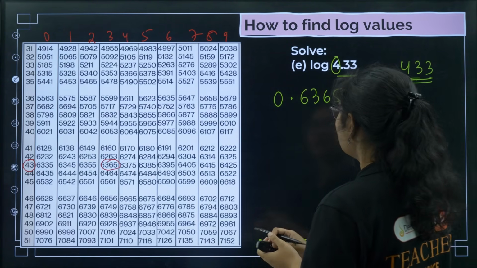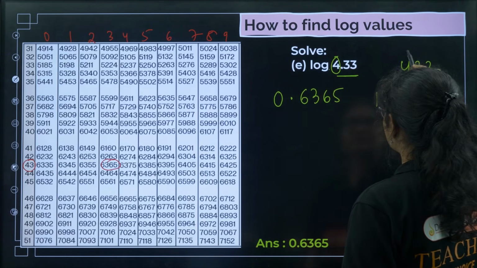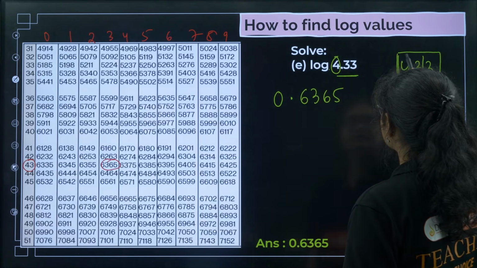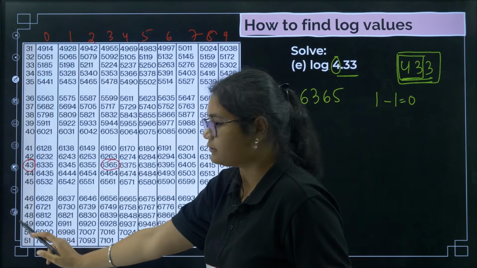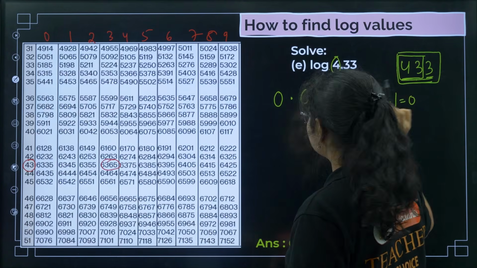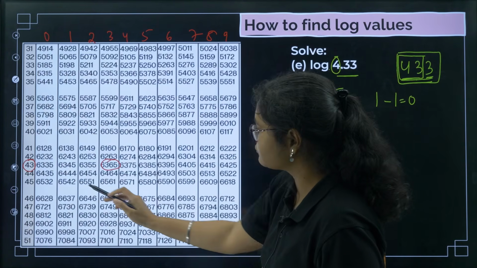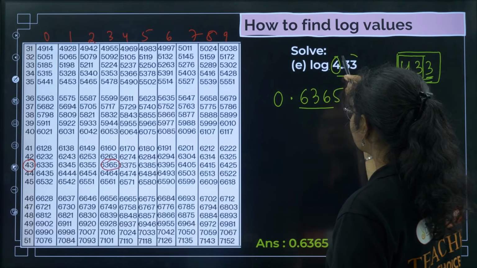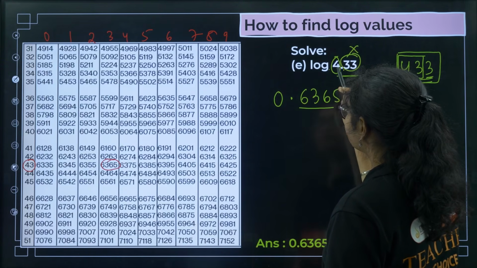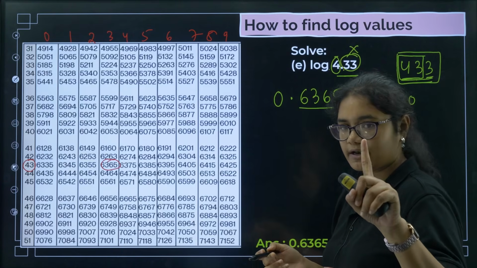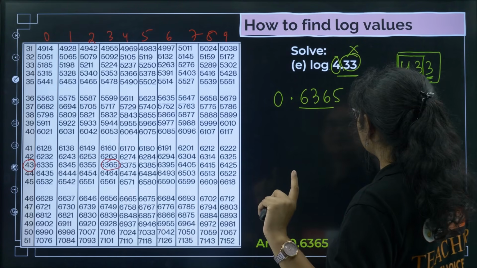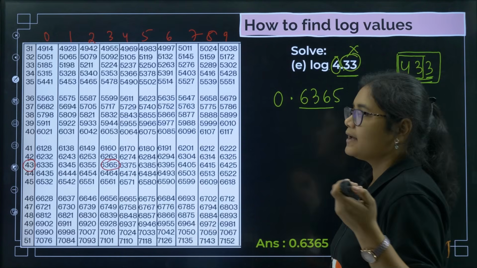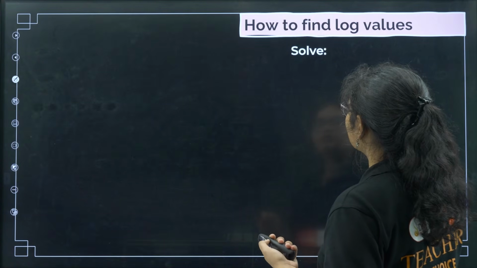Once again, whenever there is a decimal, first ignore the decimal and write the 3 numbers, 433. The first 2 digits we consider from the main table, 43. Then the third digit will be taken from the difference table. So with 43 and 3 we got 6365. Now to put the decimal you should not consider these numbers. Before the decimal how many numbers are there? 1 number, right? 1 minus 1 is 0. So I'll put 0.6365. Fine. Next we'll do one more question.